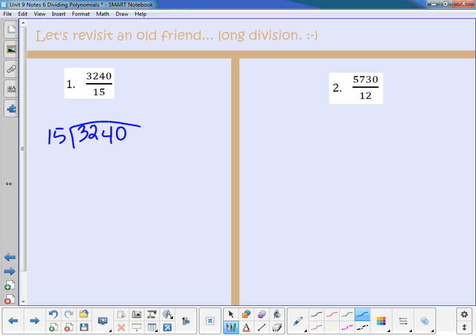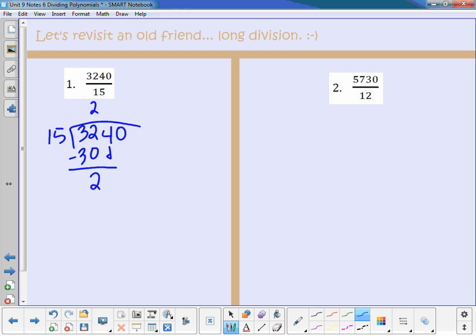And now I need to figure out, can 15 go into 3? It doesn't, so then I need to look at the next number. Can 15 go into 32? Yes, it can, and it can go in 2 times. So I'm going to put a 2 up there, and I multiply. 2 times 15 is 30. Subtract, 32 minus 30 is 2.